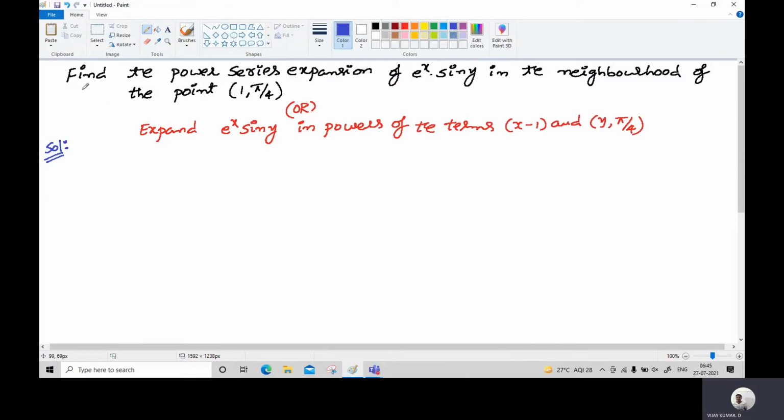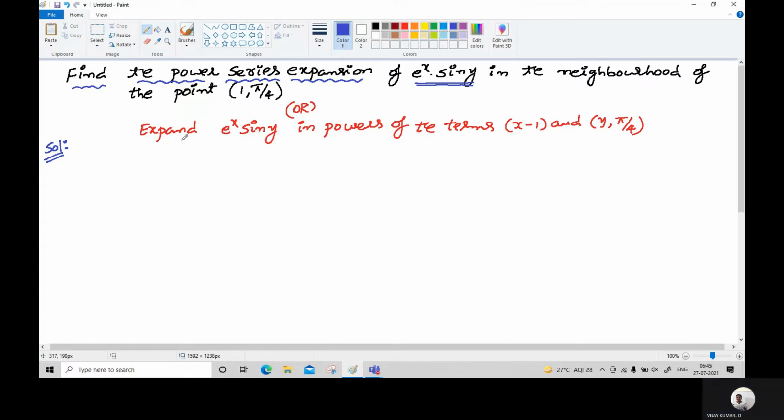This is another example on Taylor series expansion. See the statement of the given problem. Find the power series expansion. Taylor series expansion is also known as power series expansion of the function e power x into sin y. In earlier videos, we discussed e power x into cos y. Now, this is e power x into sin y. In the neighborhood of the point 1 comma pi by 4, we have to find the expansion in the surroundings of the point 1 comma pi by 4 of the given function.